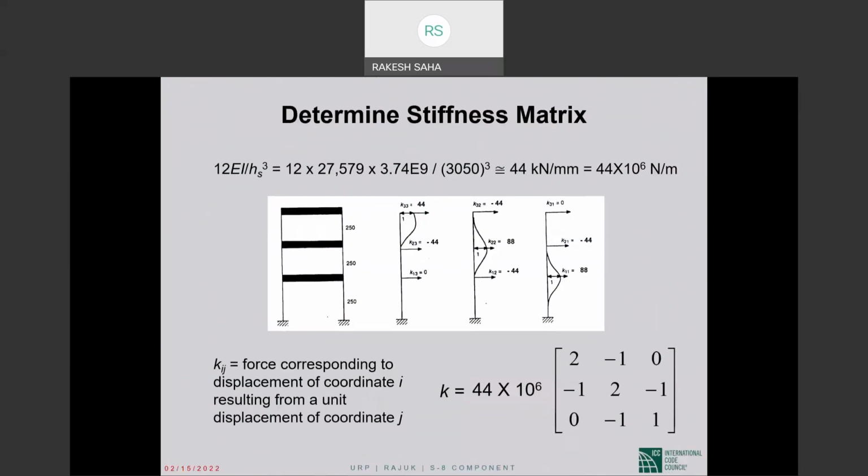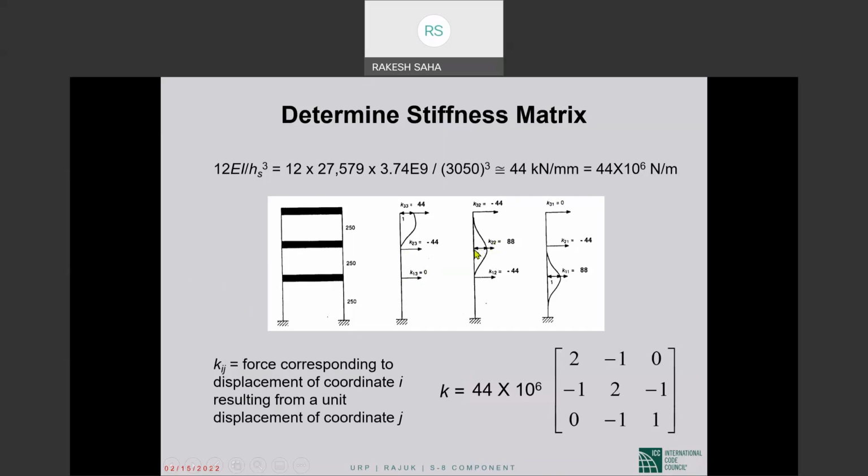So here we have imparted unit displacement to coordinate 3. So the second subscript is always 3 in all 3 coefficients. The force required at coordinate 3 is 44 units, million Newton per meters, whatever. The force needed or induced at coordinate 2 is negative 44, and the force at coordinate 1 is 0.